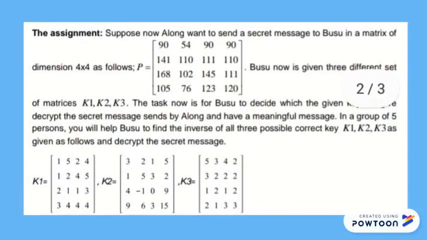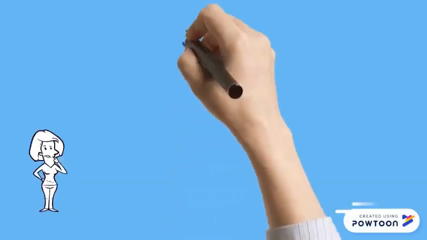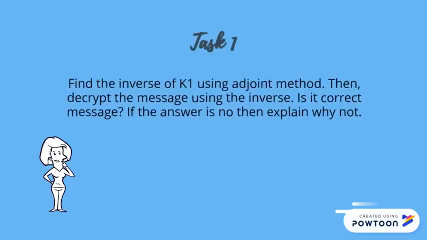Since Busu is given three different matrices K1, K2 and K3, we are required to help Busu decide which given key will decrypt the secret message sent by Along. For the first task, we need to find the inverse of K1 using the adjoint method. Then decrypt the message using the inverse. Is it the correct message? If the answer is no, then explain why not.